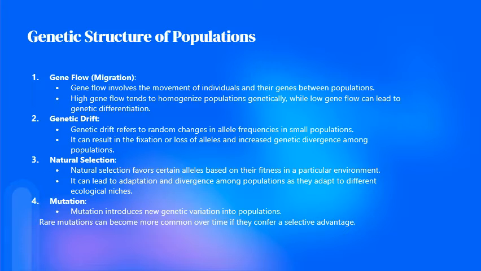And then number two, genetic drift. Genetic drift refers to random changes in allele frequencies in a small population. It can also result in the fixation or loss of alleles and increased genetic divergence among populations.